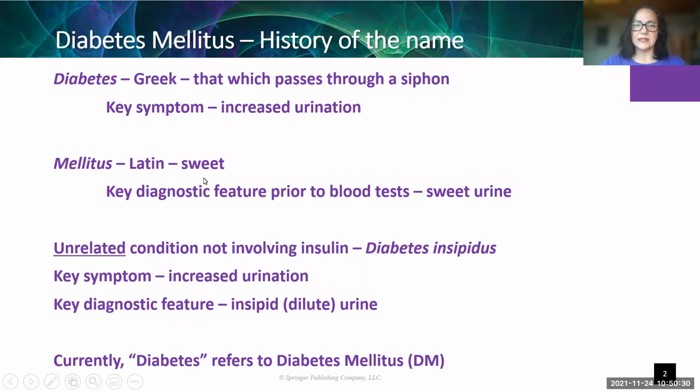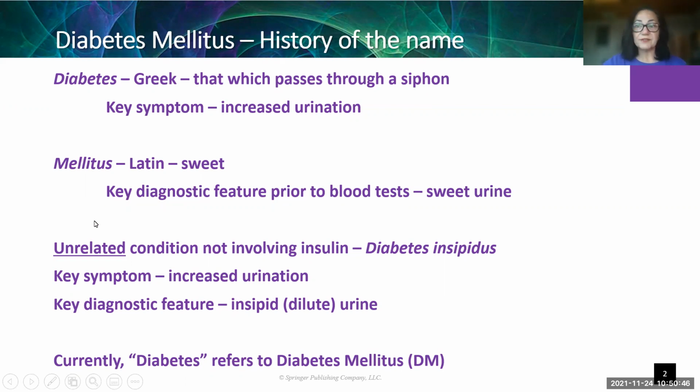It means sweet. Those of you who speak Spanish know that the word miel means honey or something that is sweet. A key diagnostic feature prior to blood tests was sweet urine or glucose in the urine.